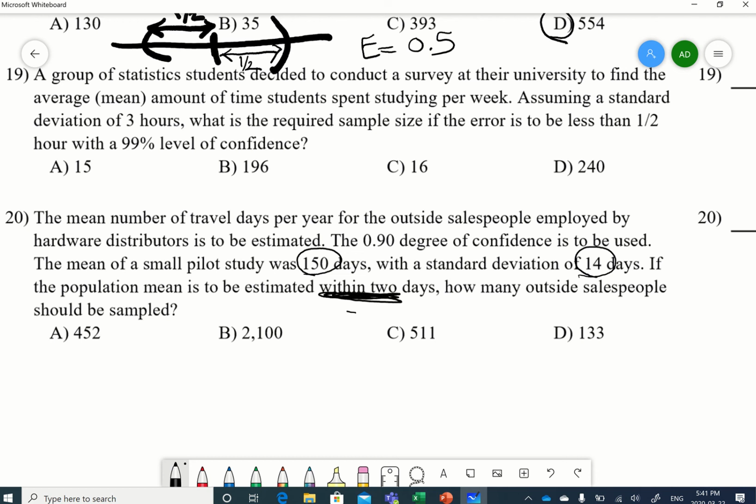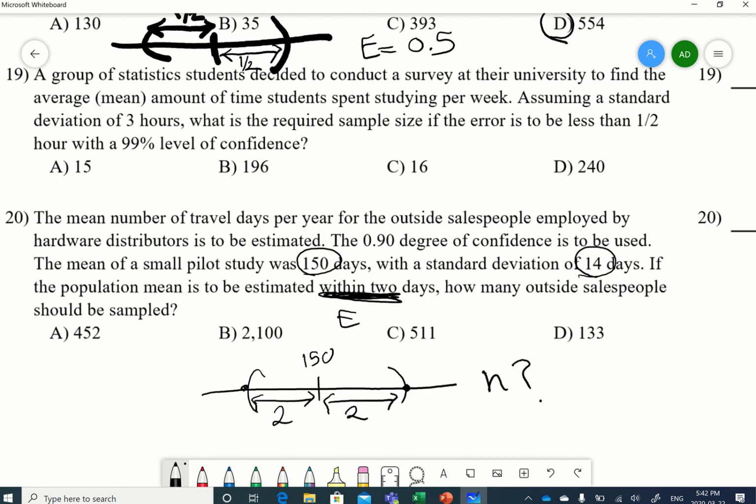So that's your error. Within 2 days means 2 days to the right, 2 days to the left. That's the idea. So if this is your interval, this is the midpoint, point estimate, 150. So 2 days to the left, 2 days to the right, that's their tolerance of the error. So they want to figure out the confidence interval in this format. So in order to do that, what's the sample size necessary, right?